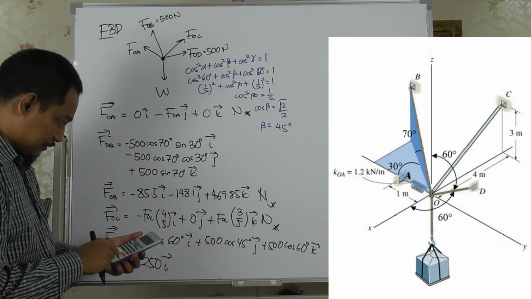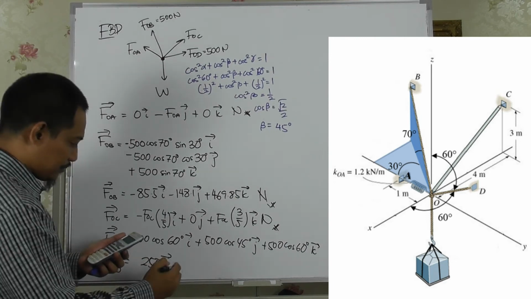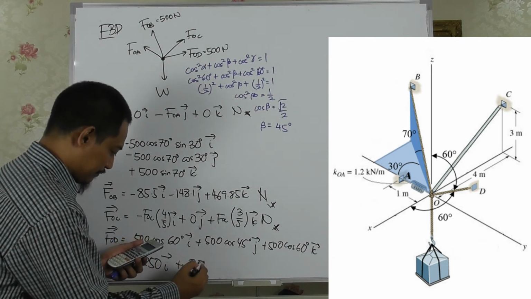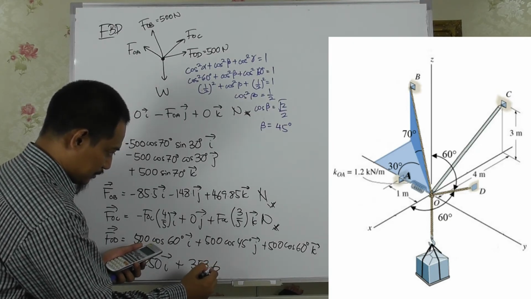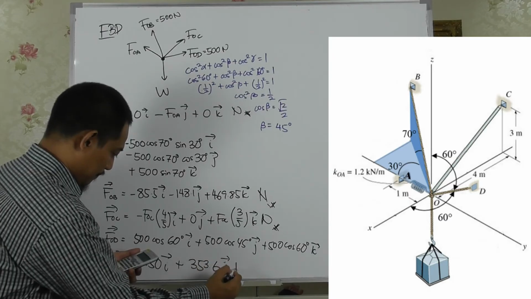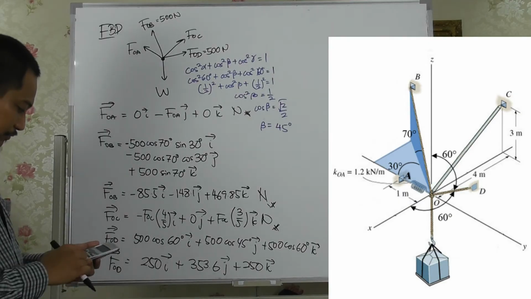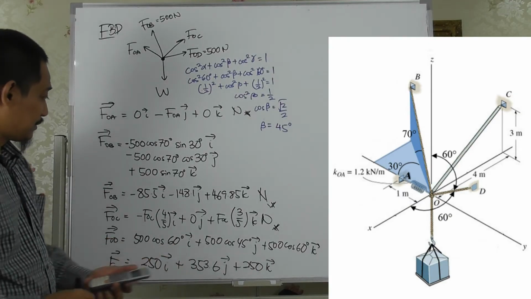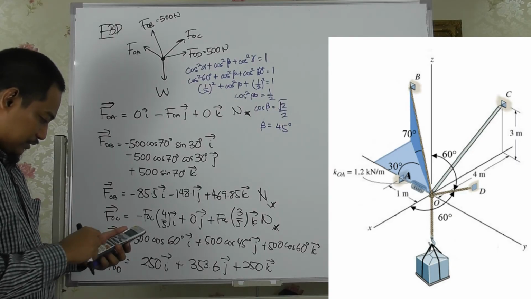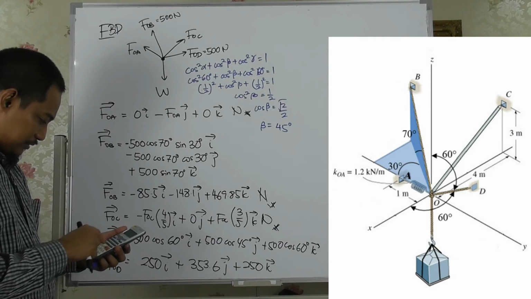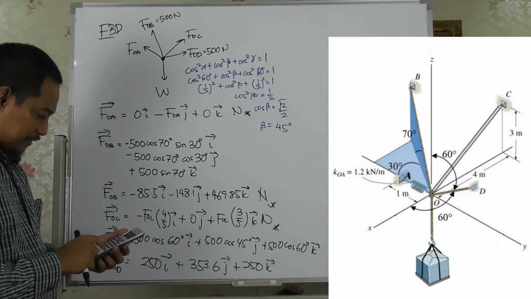So 500 times cos 45 degrees, you get plus 353.6j plus 250k. Right, so that's FOD. Just check whether this gives you the actual magnitude. If you take the square root of 250 squared plus 353.6 squared plus 250 squared, you get 500, right?